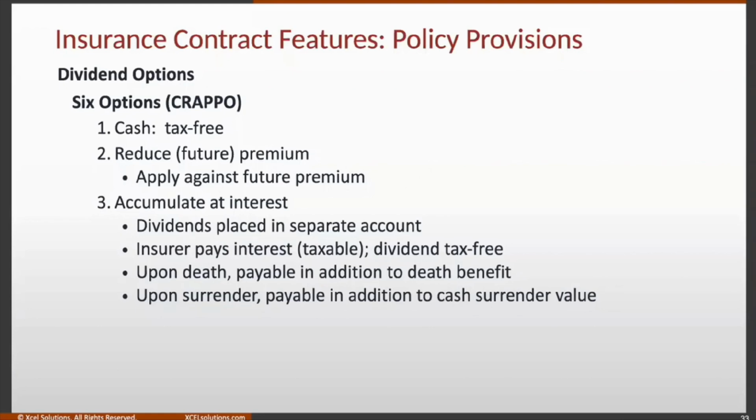They also can have their dividend allocated to accumulated interest. That just simply means, insurance company, thank you that you allocated me the dividend, but hold on to it and let it accumulate some interest for me. So accumulated interest is another way you can allocate your dividend. Dividends are placed in a separate account. Insurance company pays interest on the dividend. Interest is growth, and growth is always taxable to you in the year in which you receive it.